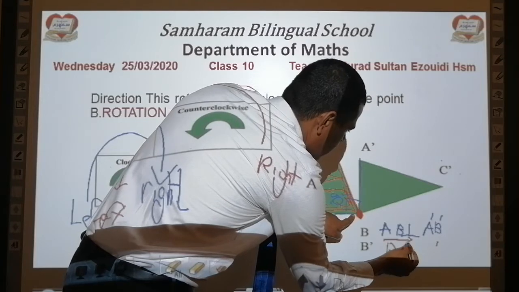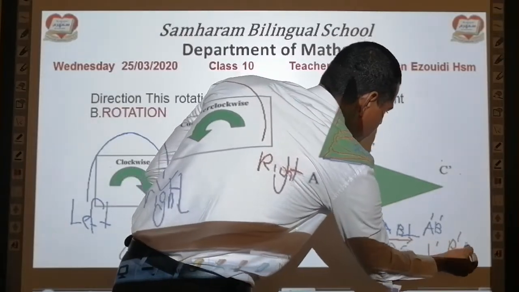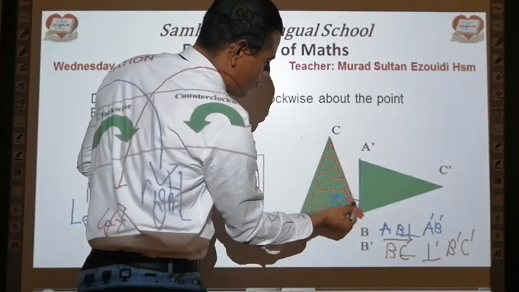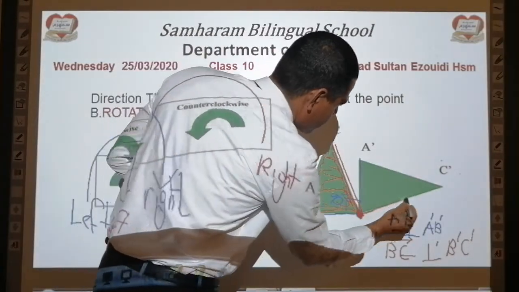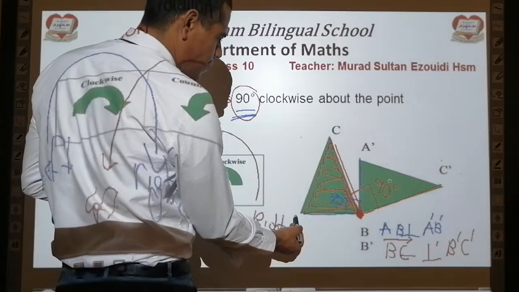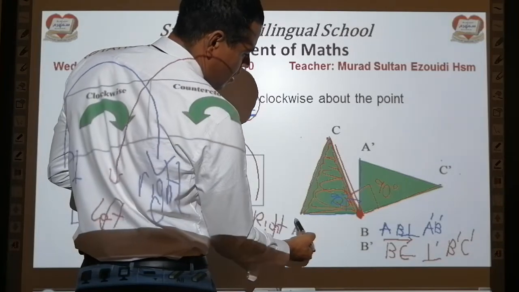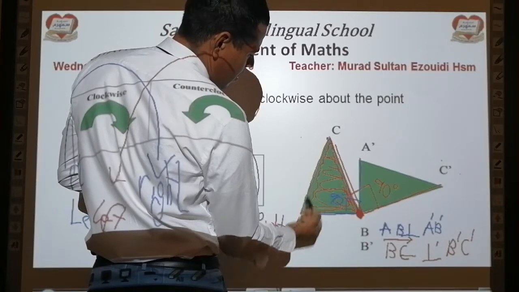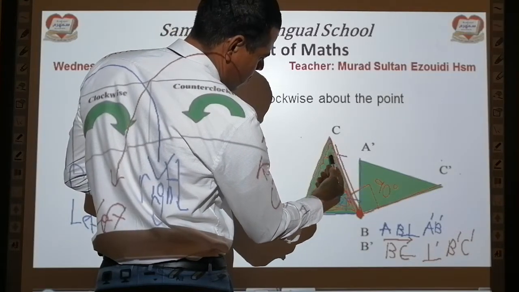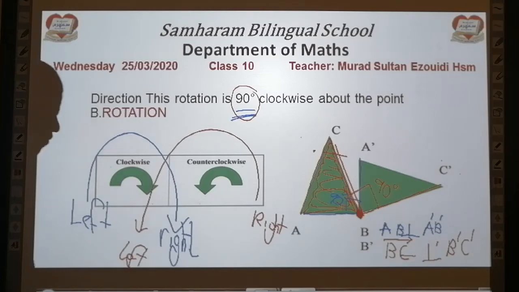BC, we use as a vector, no problem, is perpendicular to B prime, C prime. Meaning this one should be perpendicular to this one, my kids. You can see this is 90 degrees also. Okay, then the last one, AC should be perpendicular to what? AC should also be perpendicular to this one. You can see this is also 90 degrees. Okay, this is how to draw the image of a shape through a rotation, about the center and the number of degrees.